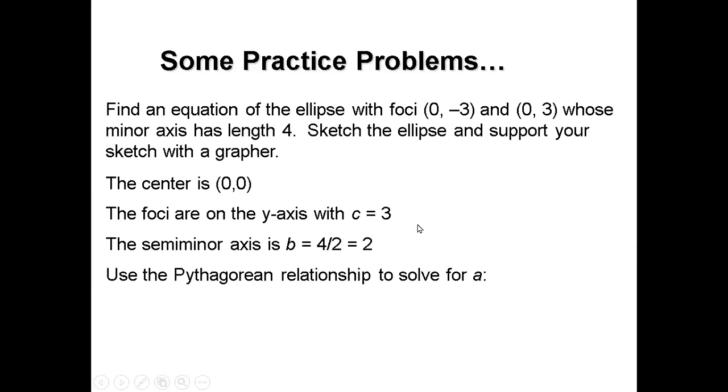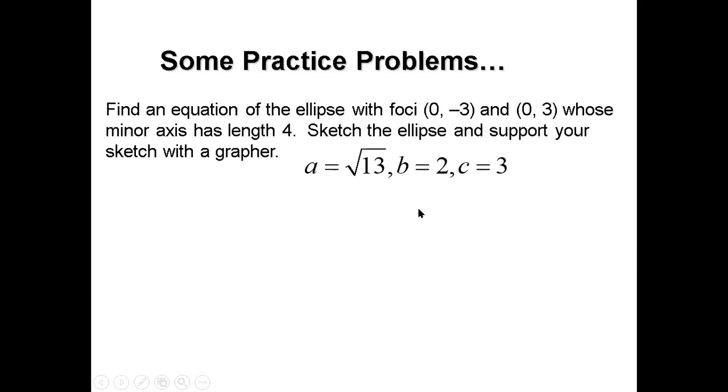So using the Pythagorean relationship, a squared is equal to 2 squared plus 3 squared. That's a equal to the square root of 13. Next, now we have the value of a, the value of b, and the value of c. We can substitute it now to our standard form, starting with y squared over a squared plus x squared over b squared equal to 1.